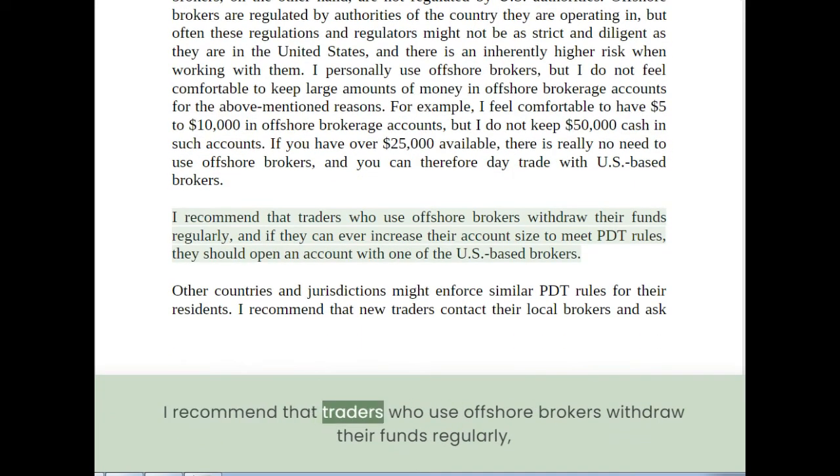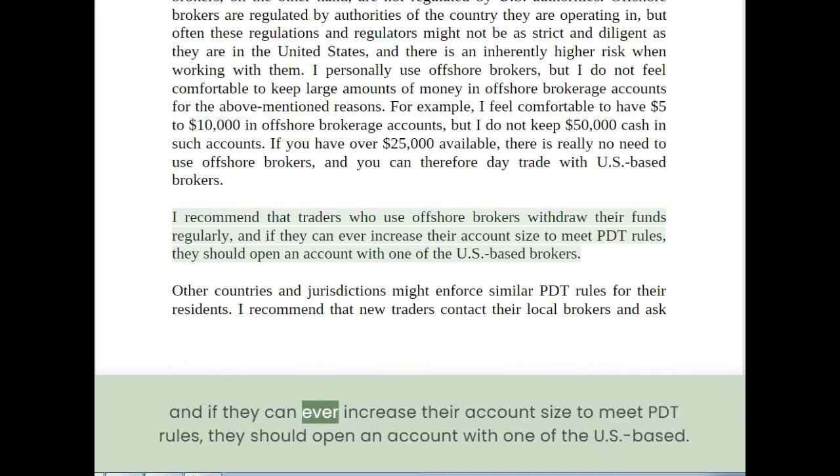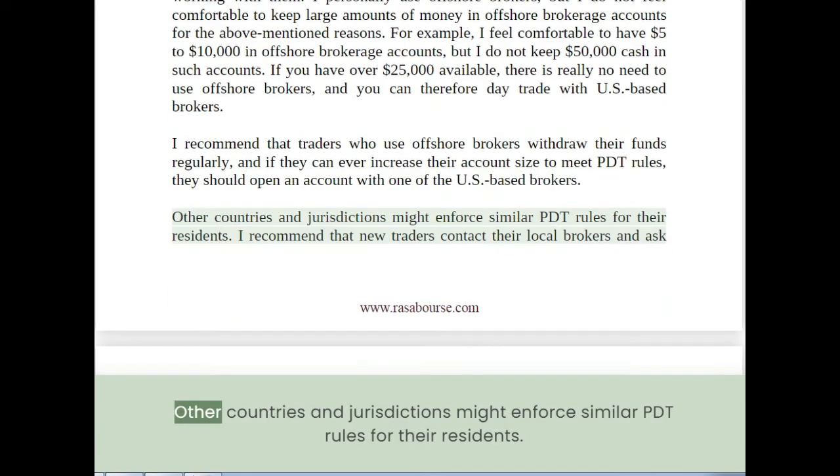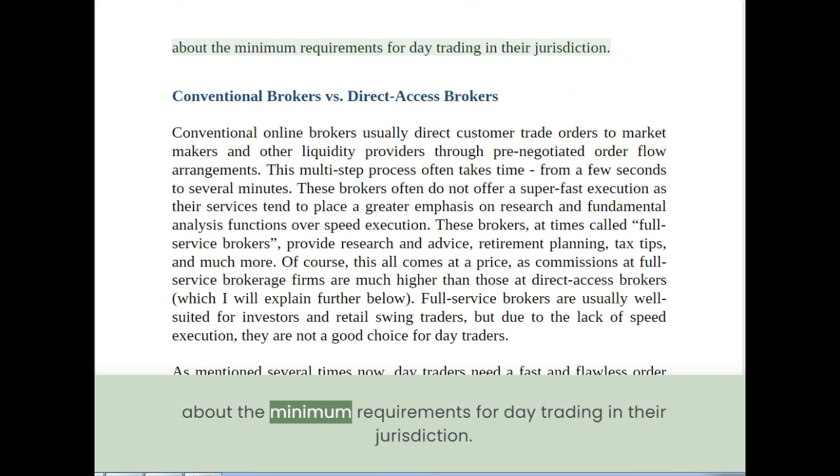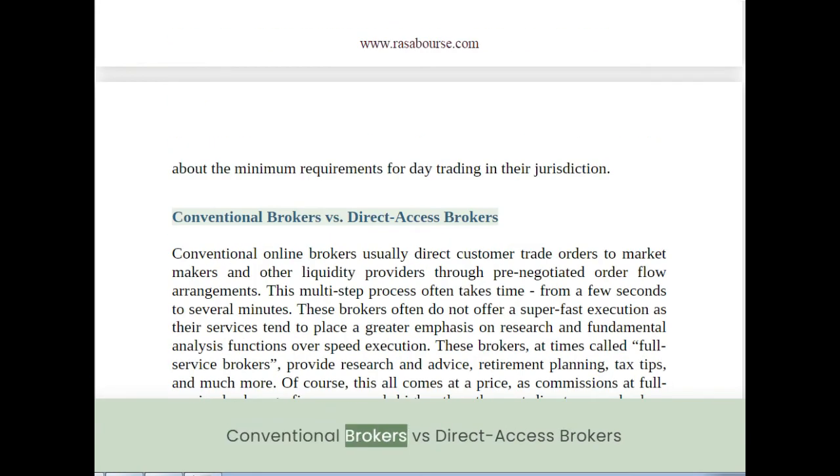I recommend that traders who use offshore brokers withdraw their funds regularly, and if they can ever increase their account size to meet Pacific Daylight Time rules, they should open an account with one of the US-based brokers. Other countries and jurisdictions might enforce similar Pacific Daylight Time rules for their residents. I recommend that new traders contact their local brokers and ask about the minimum requirements for day trading in their jurisdiction. Conventional brokers versus direct access brokers.